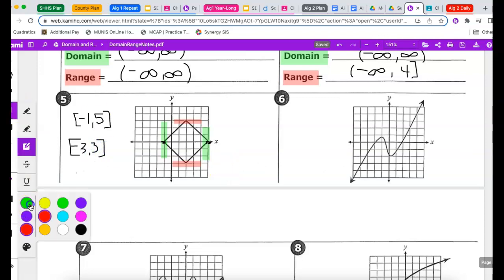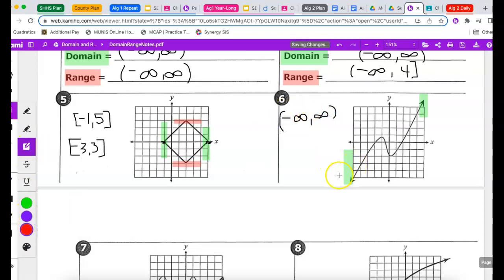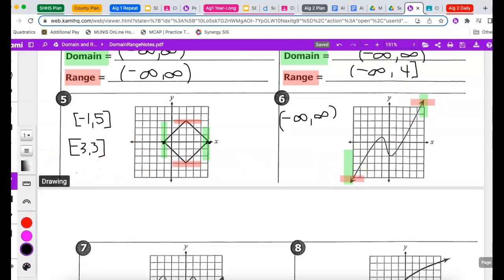All right, number 6, the domain. So we go from left to right. Left to right, we end up on arrows, meaning we have negative infinity and positive infinity. Both get parentheses. Then we do the range, which is bottom to the top. Notice bottom is an arrow, top is an arrow, meaning the domain and range are actually both infinite. Because the arrows mean it goes on forever.